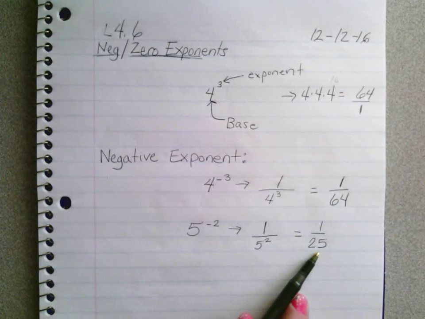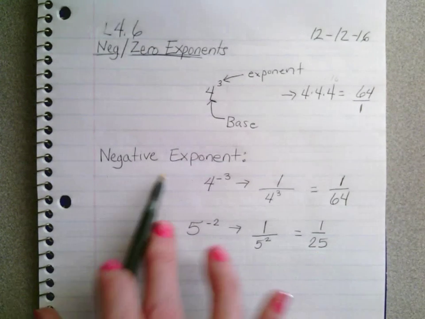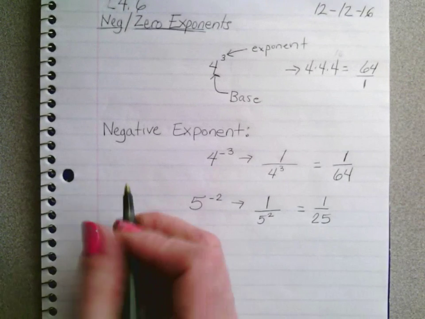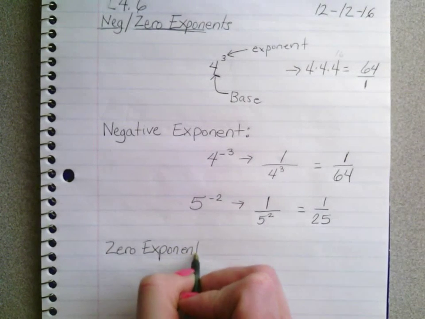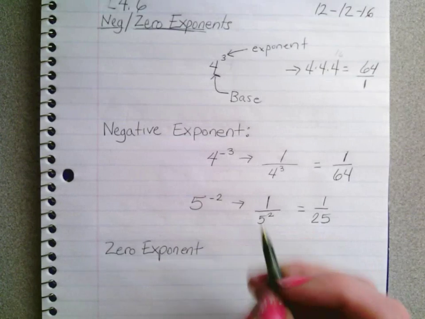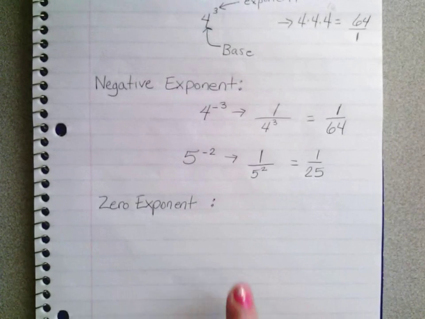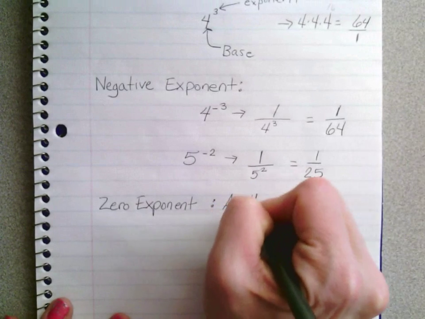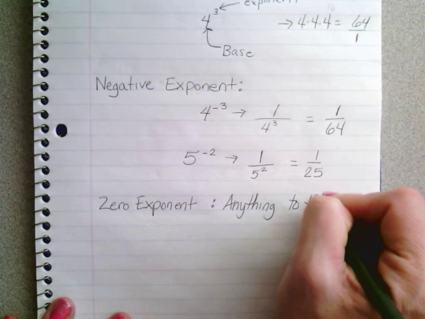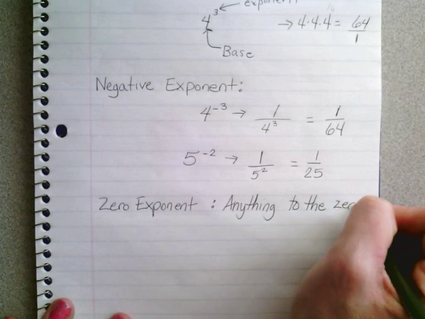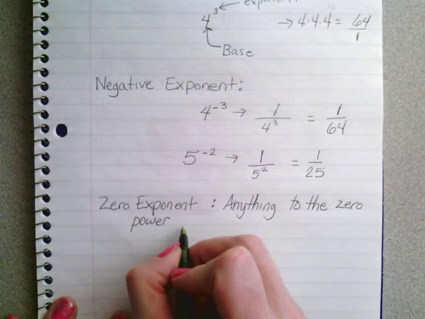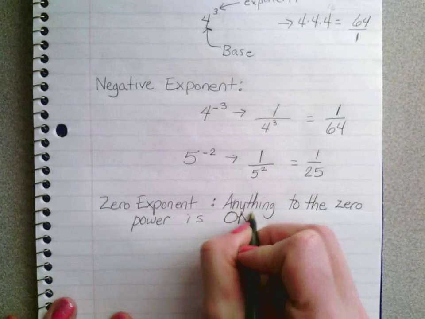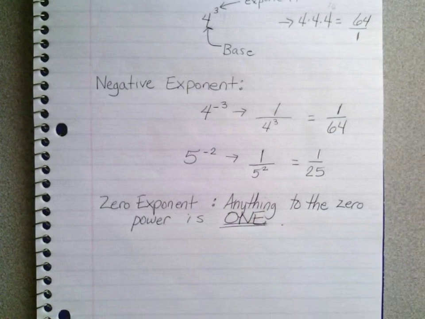It gets a little bit trickier, but not by much. Before I show you any more on negative exponents, I want to show you zero exponents. The definition of a zero exponent. Anything to the 0 power you'd think means it's a 0, but it's not. It's 1. Anything to the 0 power is 1.